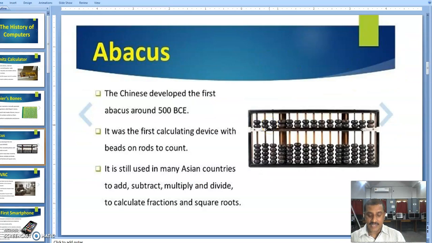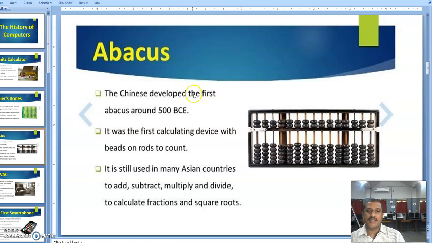Early calculating devices. In early times, people used fingers, stones and bones for calculations. So what were used in the early time for calculating? Fingers, stones and bones. Later the Chinese developed the abacus, which helped in counting large numbers. After fingers, the first man-made machine developed by the Chinese is known as the abacus. Abacus is used to count large numbers. The word abacus is taken from a Greek word, abax, which means flat surface.